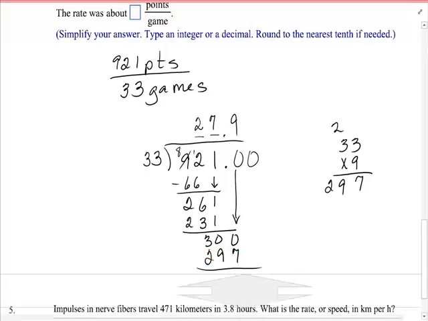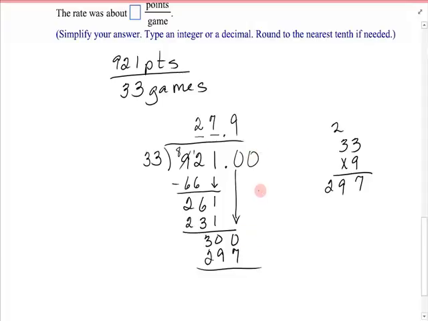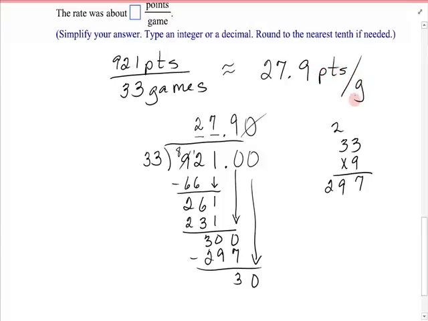The reason that I am going further is because it said to round to the nearest tenth, and I can't round to the tenths unless I know what the hundredths is. When I subtract here, I get a 3, I bring down a 0, and 33 doesn't go into 30, so the next digit would be a 0. That would say drop that off, so this is approximately 27.9 points per game. And I rounded to the nearest tenth.